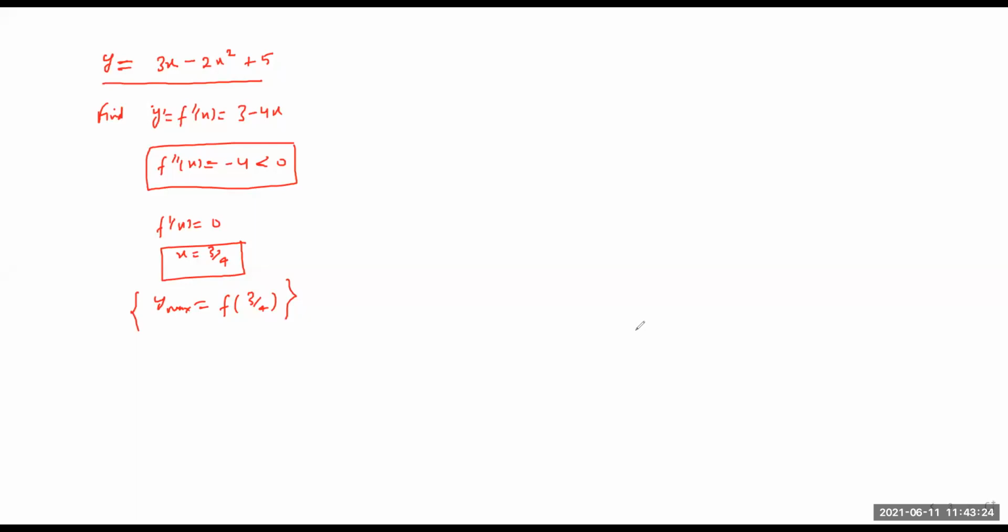Okay, so you got the answer? So f of 3 by 4 turns out to be 9 by 4 minus 9 by 16, which is 9 by 8, plus 5, which is 5 plus 9 by 8, which is 49 by 8. Is this the answer? Sir, I did miss the plus 5 actually. Yes, so it's 49 by 8.